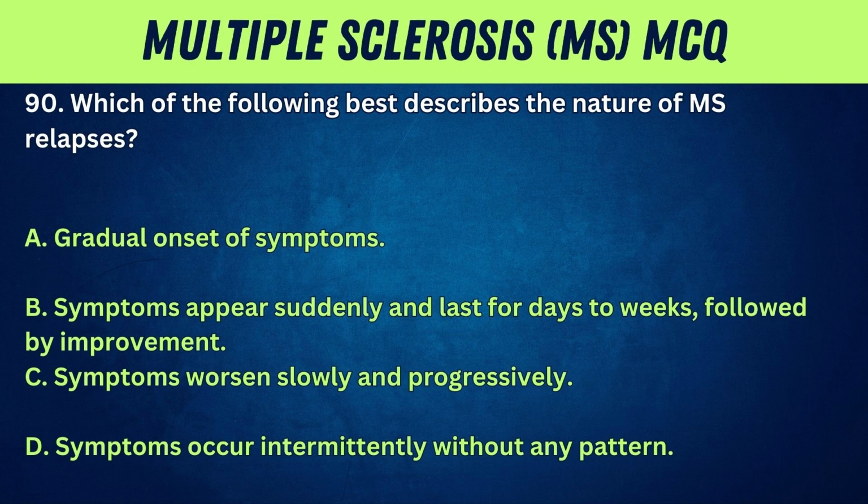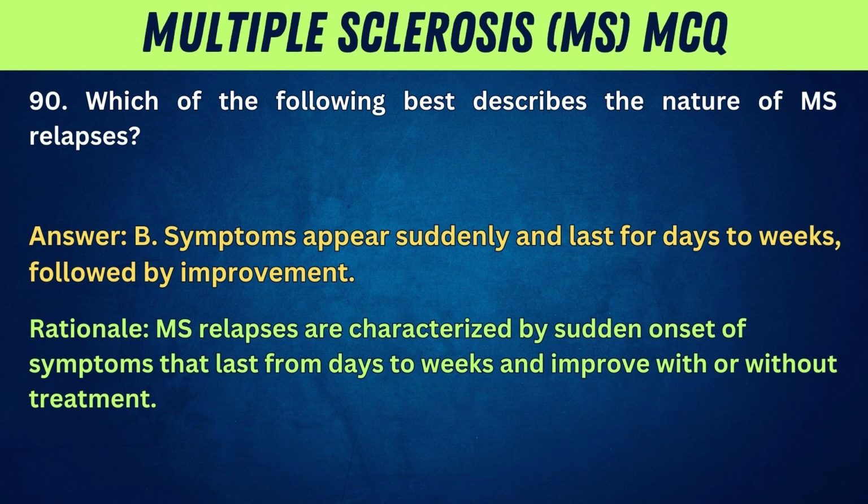A. Gradual onset of symptoms. B. Symptoms appear suddenly and last for days to weeks, followed by improvement. C. Symptoms worsen slowly and progressively. D. Symptoms occur intermittently, without any pattern. Answer. B. Symptoms appear suddenly and last for days to weeks, followed by improvement.